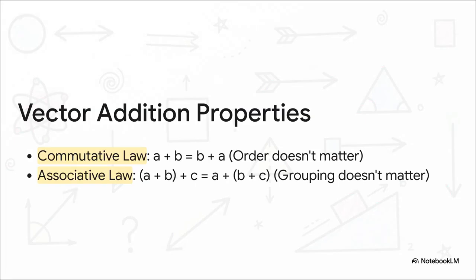And what's cool is that, just like with regular numbers, vector addition has a couple of superpowers. The first one is called the commutative law. All that means is that adding A plus B gets you to the exact same spot as adding B plus A. The order you add them in totally doesn't matter. The second one is the associative law, which just means if you have to add 3 vectors, it doesn't matter which 2 you add together first. The final result is always going to be the same.